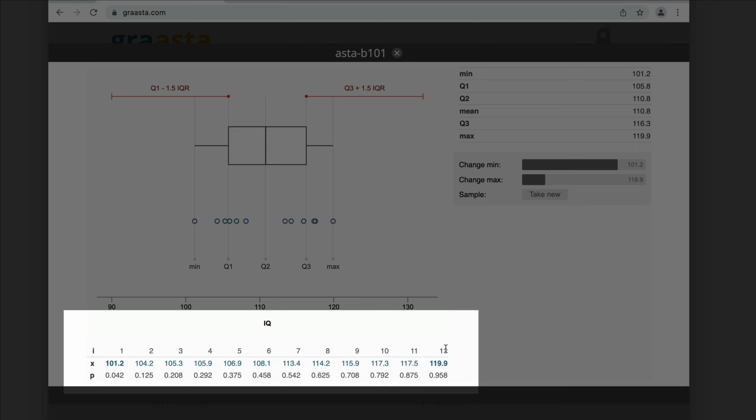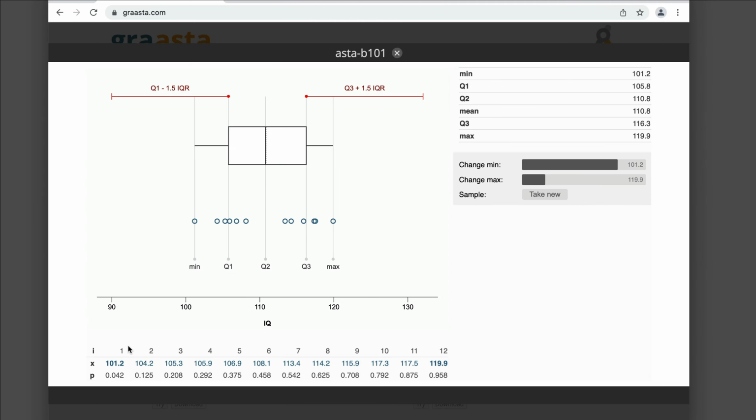Now we can think, okay, 12 values span 100%. So how much do we have in between the first two? Apparently it will be 1 divided by 12, right? So it means that it's approximately 8.33% of the values. Then you have also 8.33% here, 8.33% here, and so on and so forth.